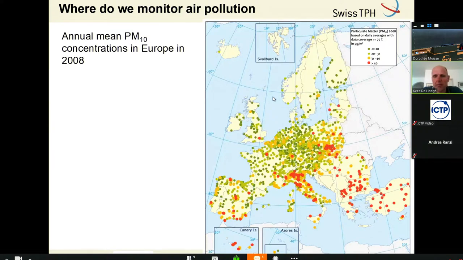But if you would make the same picture, a map of Africa, you would hardly see any monitors. So it's very much that in Europe we monitor a lot, and in the US and Canada as well, but in other parts of the world we are monitoring less.